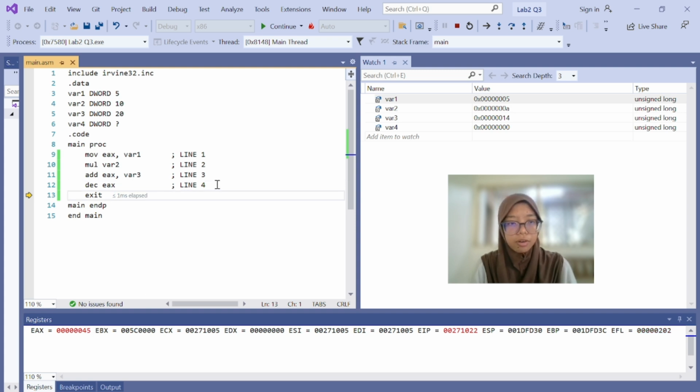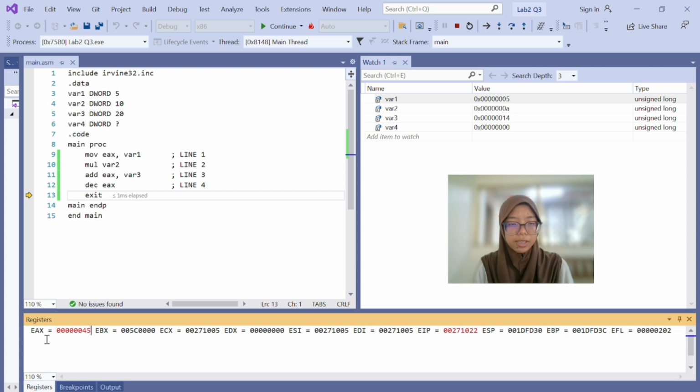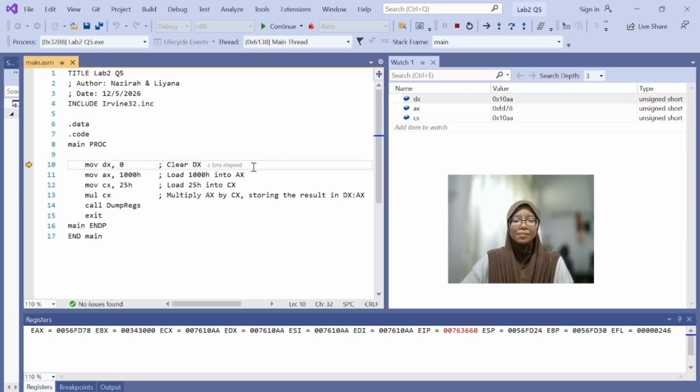For line 4, the value of EAX will decrement by 1, which is 70 minus 1, which is 69. So the value of EAX is 45, which is the hexadecimal value for 69. So the final answer of EAX is 45, which is 69 in decimal value. Lastly, I will demonstrate question 5.